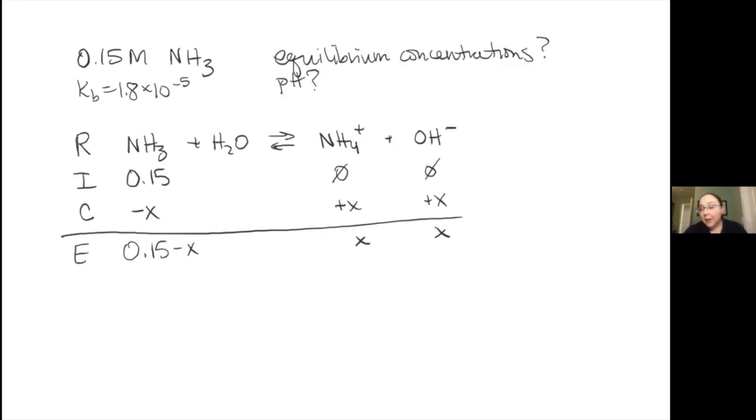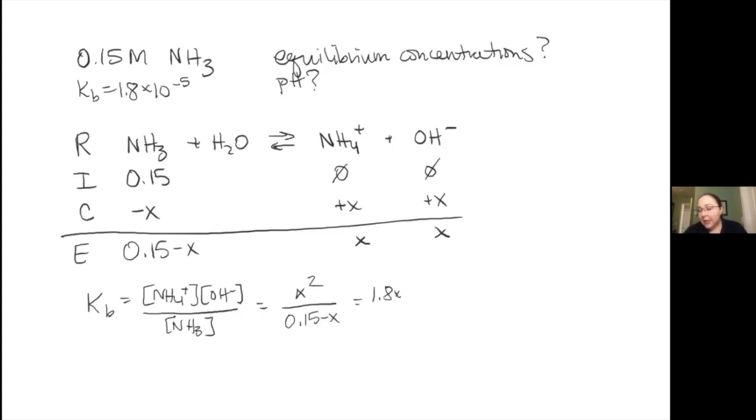So I'm going to write my expression for Kb first. Always write the expression. I know it's annoying. I know it takes time, but it's going to save your bacon somewhere. You're going to be glad you did it. Okay, so we put in our NH3 at the bottom. That's our expression. We plug everything in. We've got x squared over 0.15 minus x. This equals 1.8 times 10 to the minus 5.